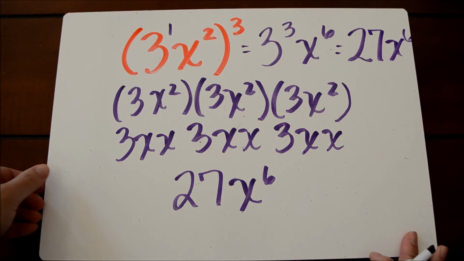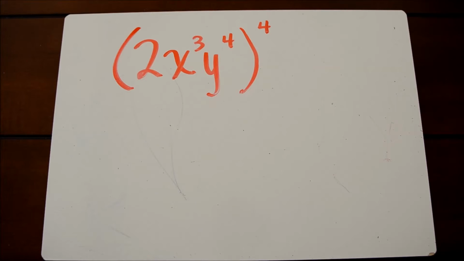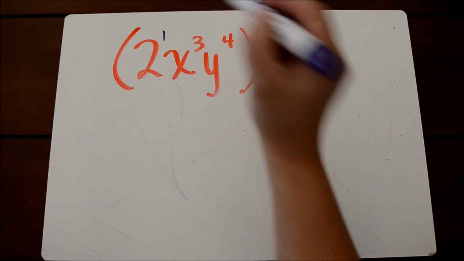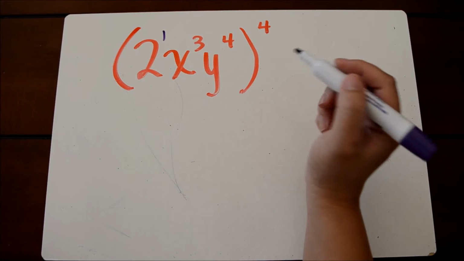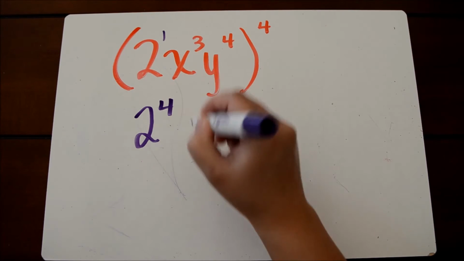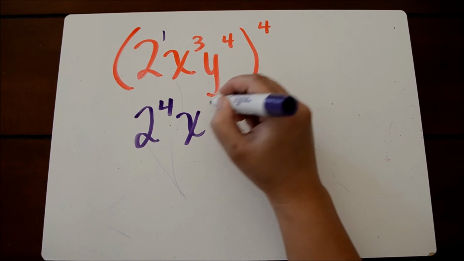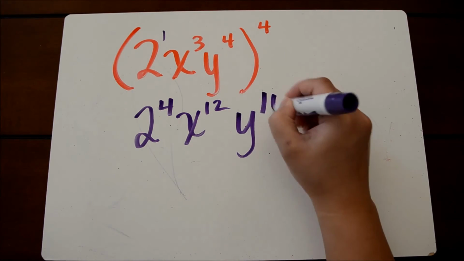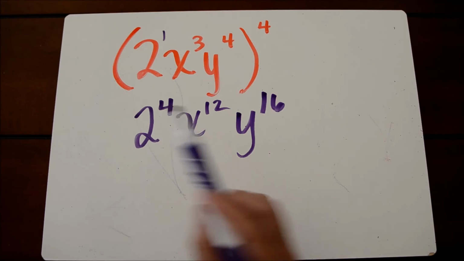All right, let's take a look at another example here. So we're not actually going to expand this one. As you can see, the bigger the exponents get, the more difficult it'll be to expand. So we're just going to go ahead and multiply our exponents. This would become 2 to the fourth power, because 1 times 4 is 4, x to the 12th power, and y to the 16th power. We got that from multiplying our exponents.